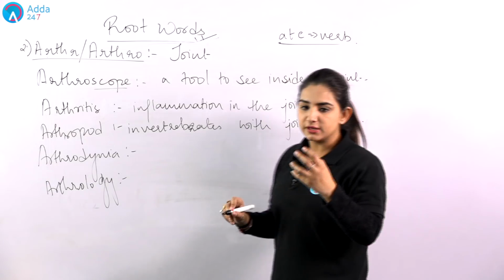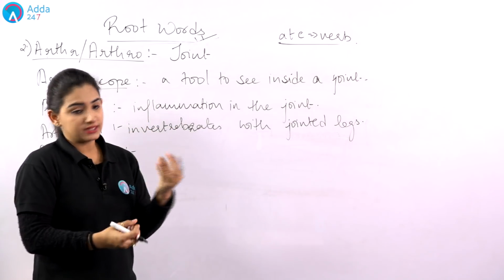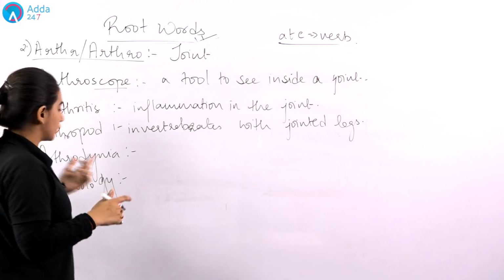Like for example, you have a spider. That's an insect that has a lot of legs, right? So that is what we mean by arthropod. One having a lot of legs together. That is what we mean by arthropod.